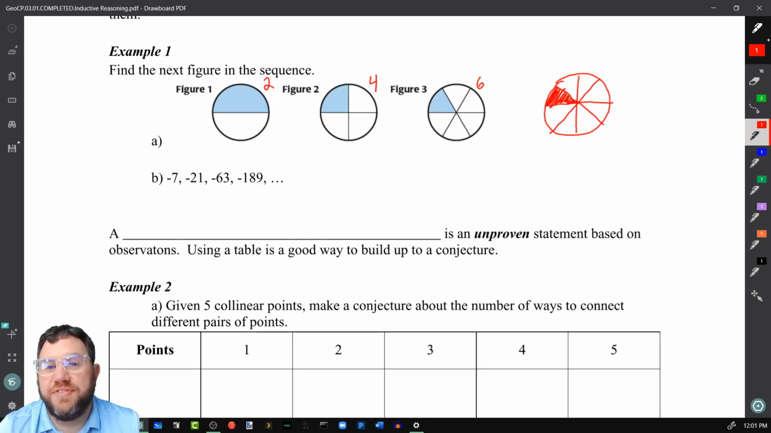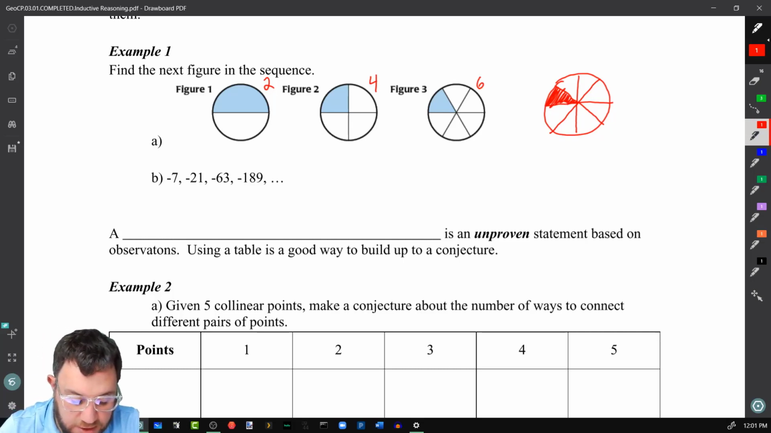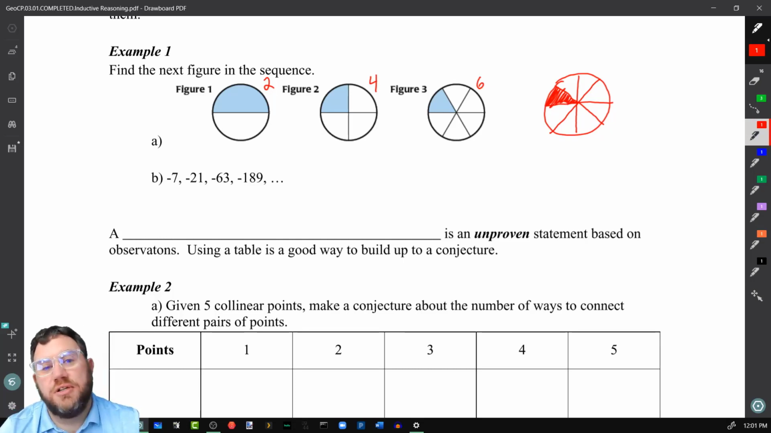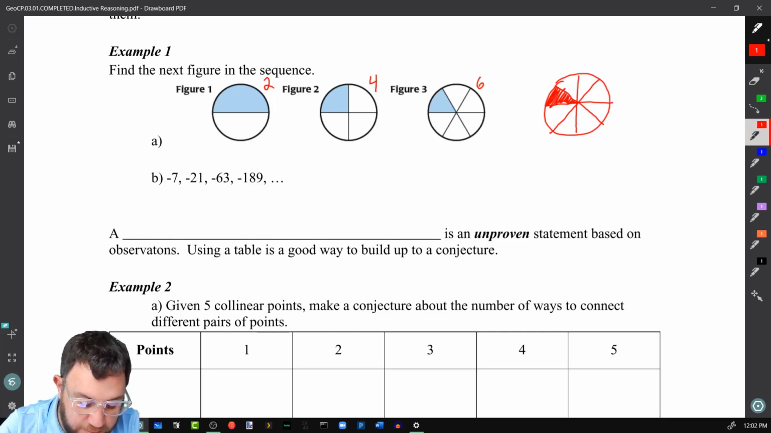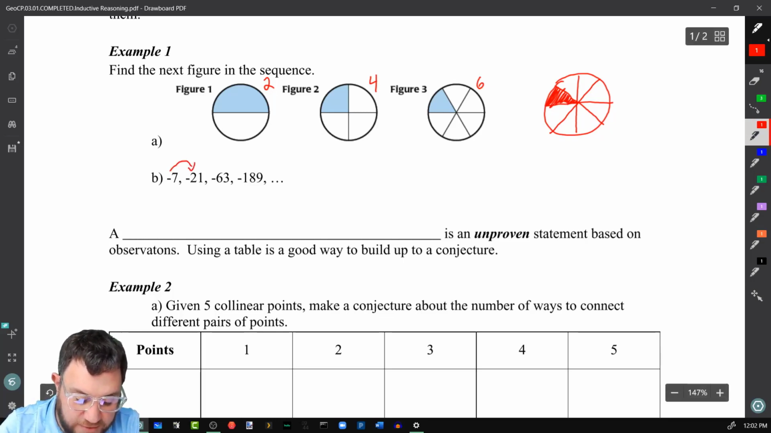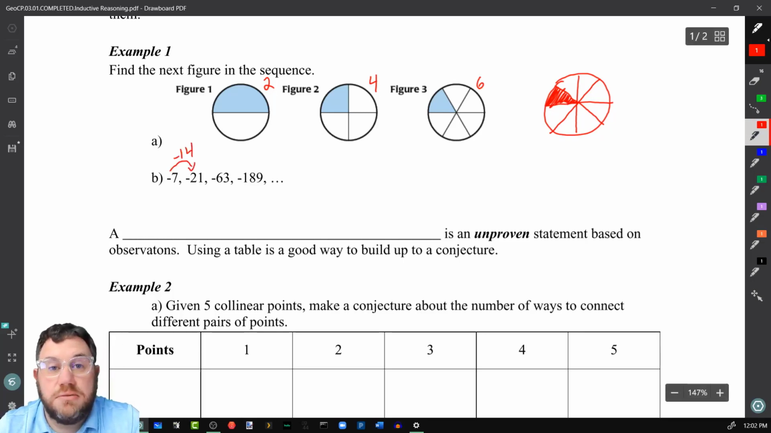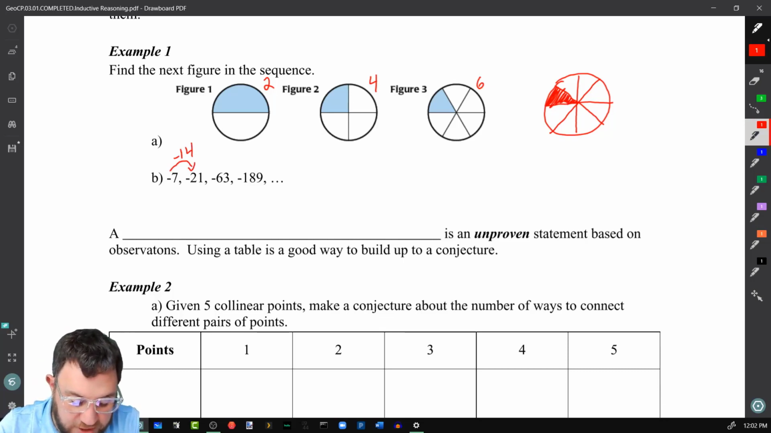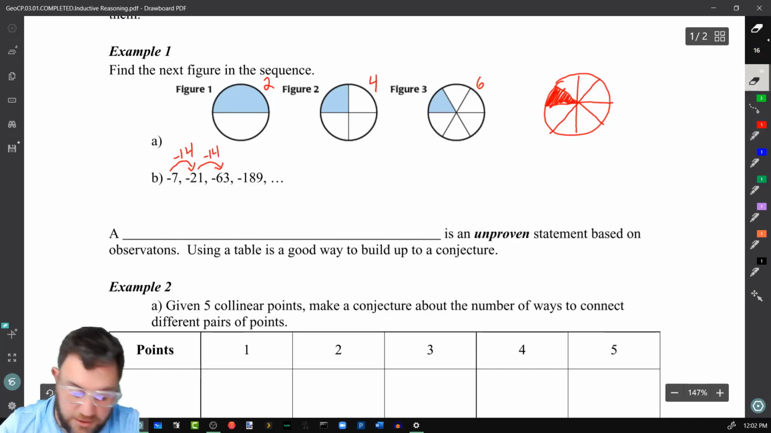For B, we've got another pattern, this one with numbers instead of shapes and drawings. So we want to look and see how we get from one number to the next one. There could be more than one way this happens, so we would have to pick a way and then try it out. So to get from -7 to -21, we could subtract 14. But then if we subtract 14 again, that won't get us to -63. So that's probably not what we're doing.